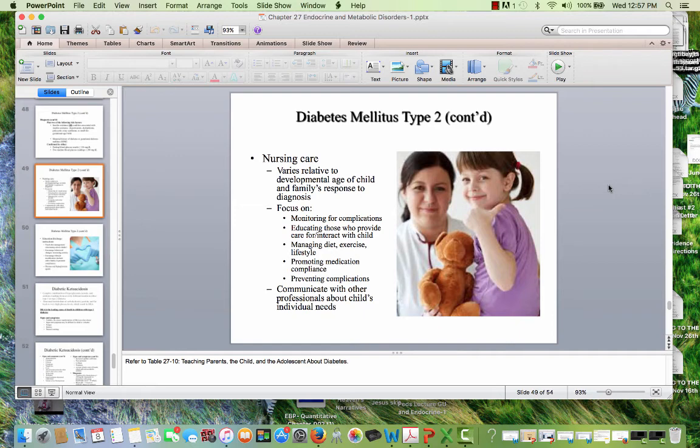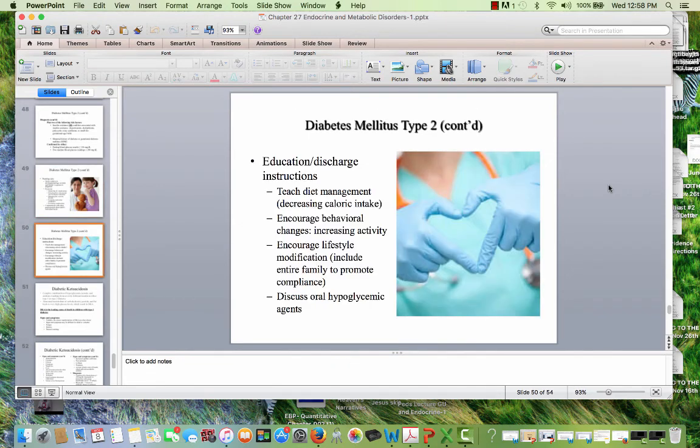So you're going to give them signs and symptoms and tell them how infection can actually exacerbate their diabetes mellitus type 2 as well, the same as what you would find with type 1. You're going to communicate with other professionals about the child's individual needs if it's needed. So that means other members of the interdisciplinary team, such as clinical nutrition, and probably even get social work involved, possibly if they need connection to some more community resources and support systems.